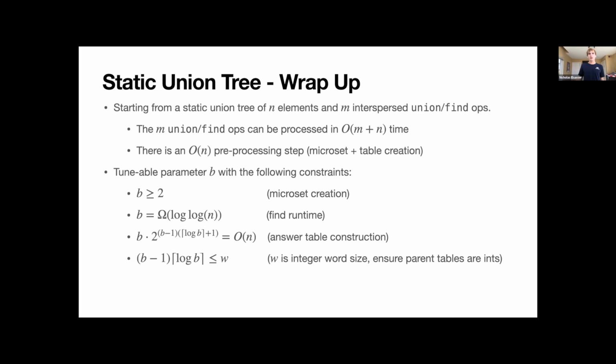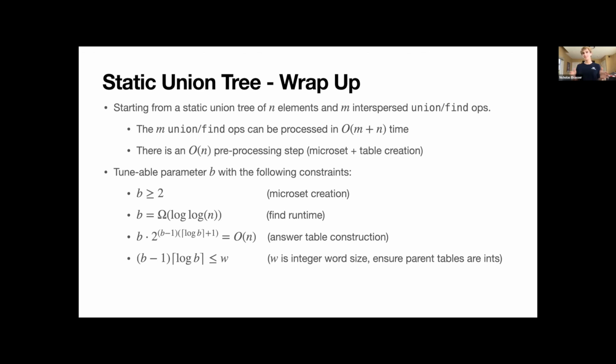And so just to wrap up everything we've shown, if we have a static union tree of n elements and m interspersed union and find operations, we can process those operations in big O of n plus n time, plus an O of n pre-processing step, which is the microset and table creation. And then we have this tunable parameter b. We created these constraints on b. So the first constraint is b must be greater than or equal to 2 for the microset creation. B must be big omega of log n to facilitate our runtime proof.